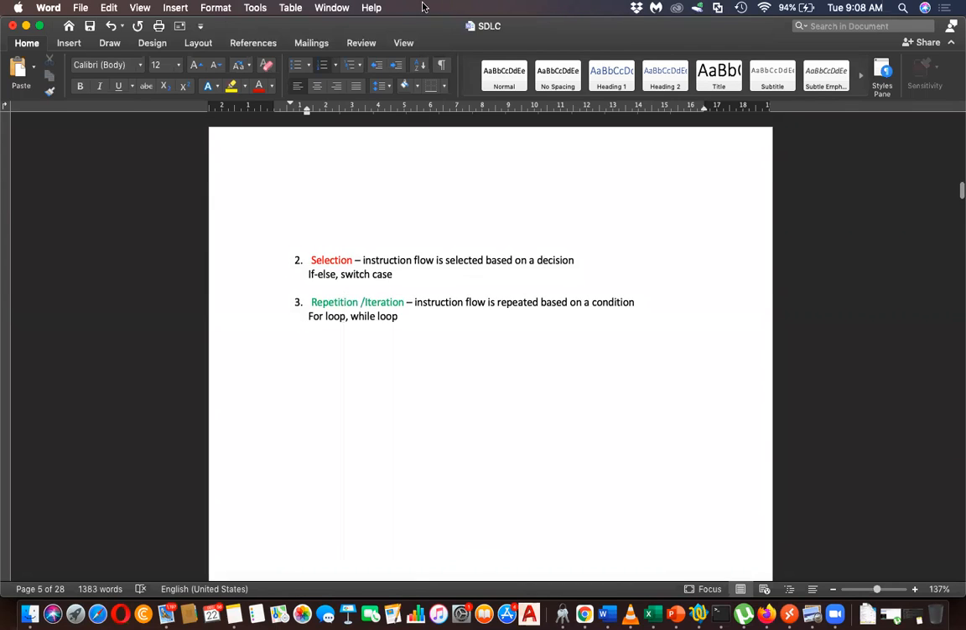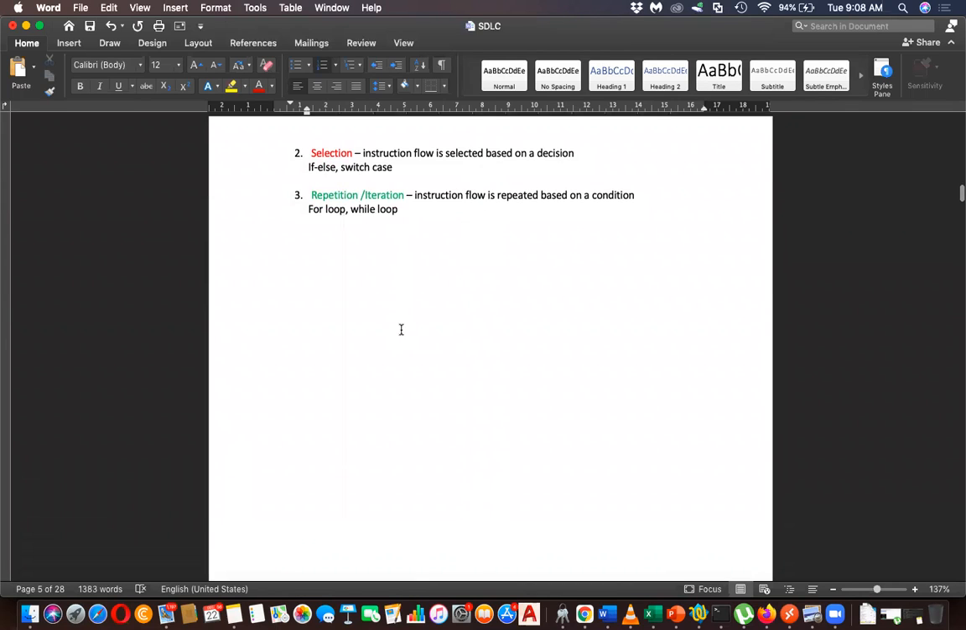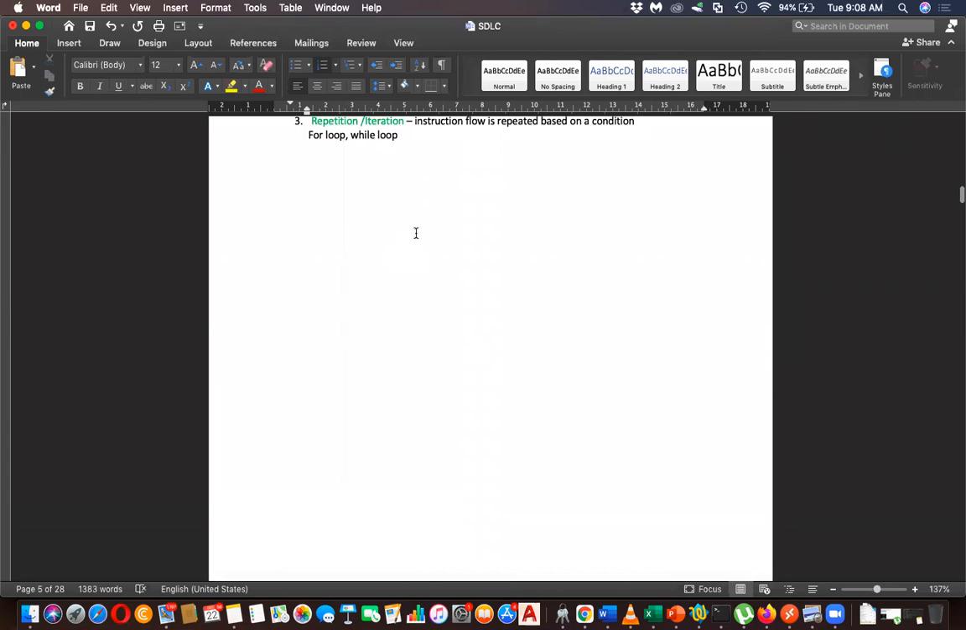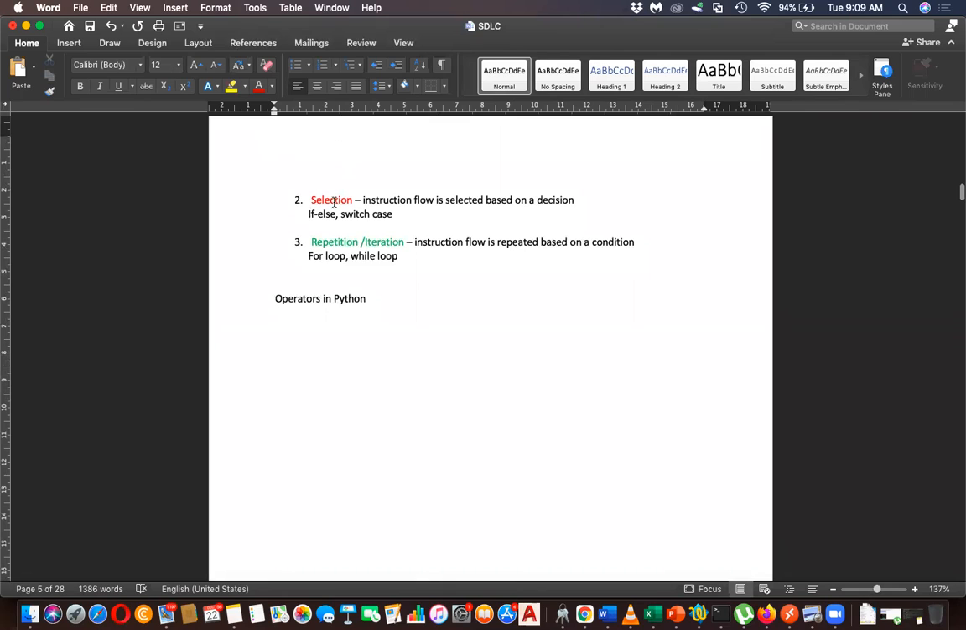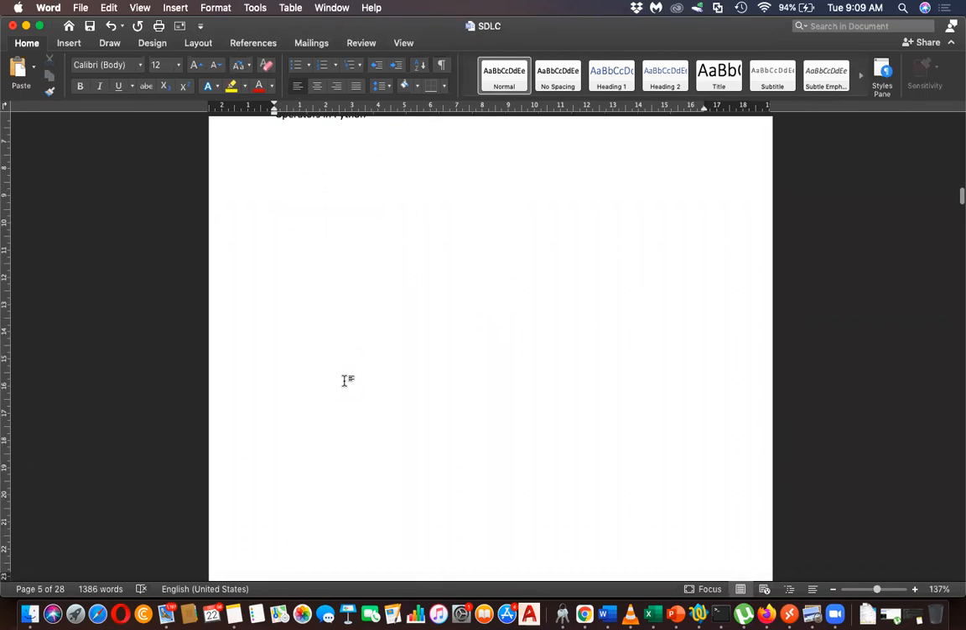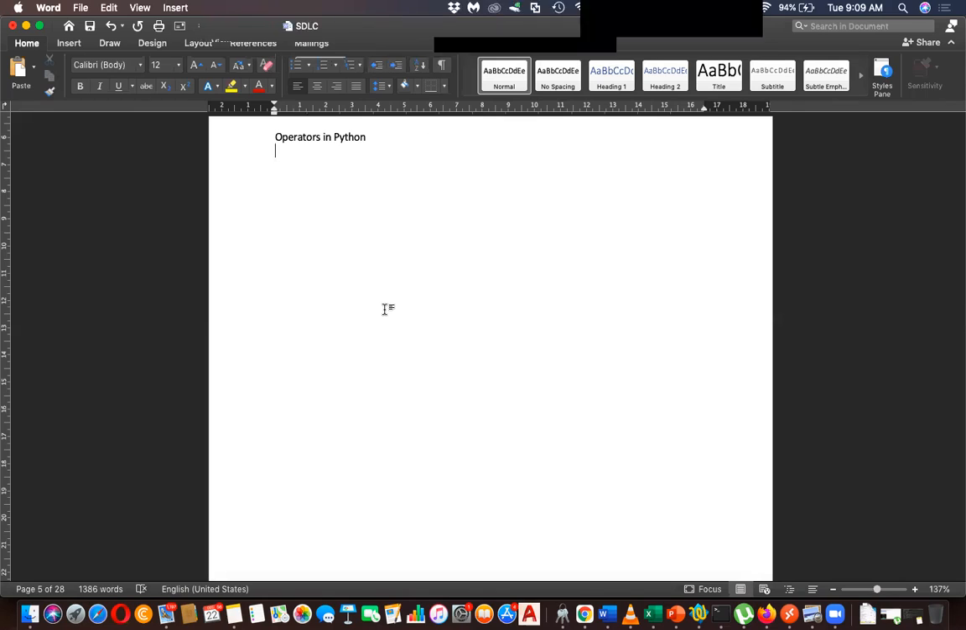Before that, I just want to introduce operators in Python to you. So please write the heading, operators in Python. That is a subheading, so that is not coming under sequence, selection, or repetition. Before we begin, we should learn the operators. Okay, so there are a few types of operators.